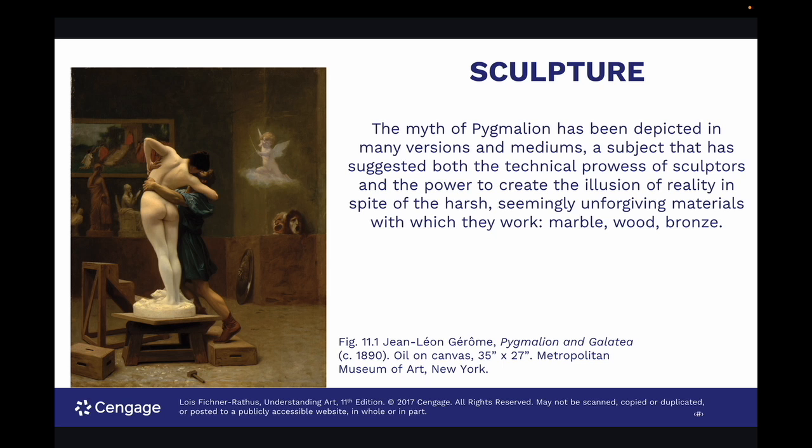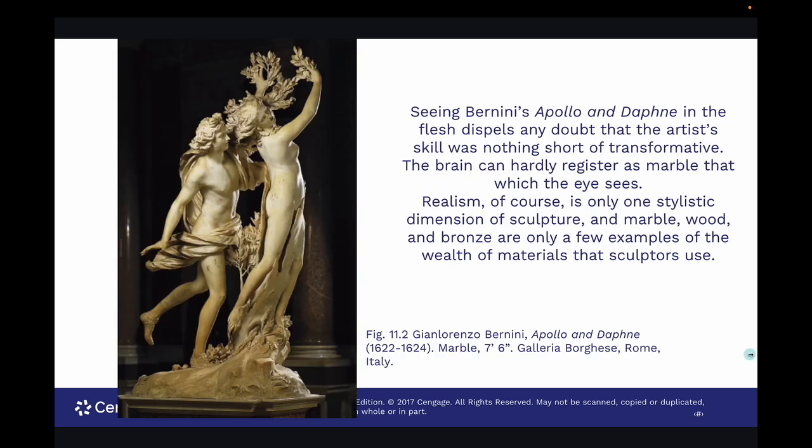So his sculpture is coming to life right before our eyes. You can see the change happening. Pygmalion gets his one true love, something that he created himself. And the book says, the myth of Pygmalion has been depicted in many versions and mediums, a subject that has suggested both the technical prowess of sculptors and the power to create the illusion of reality, in spite of the harsh, seemingly unforgiving materials with which they work: marble, wood, and bronze.